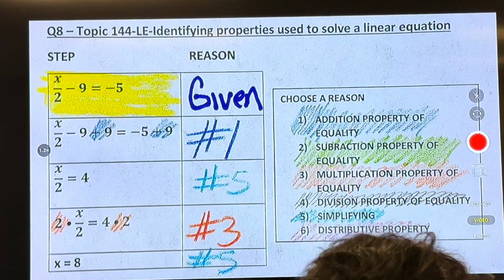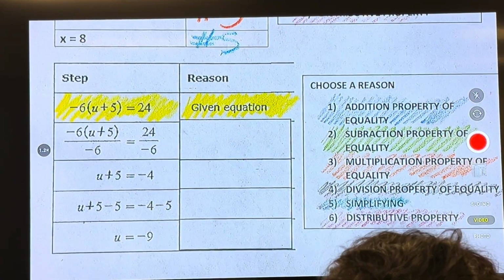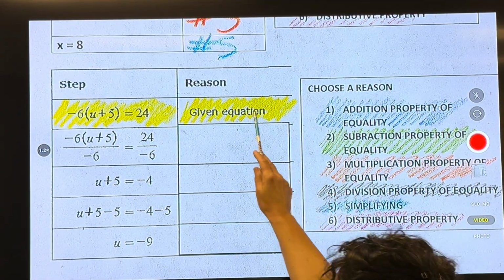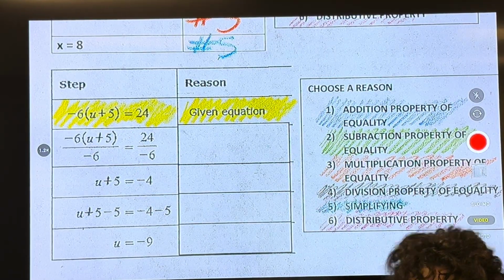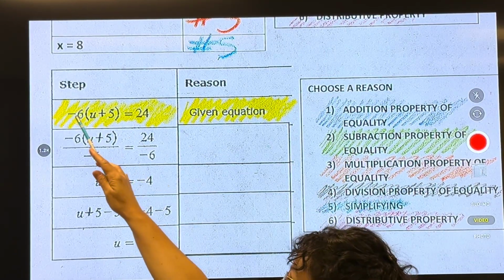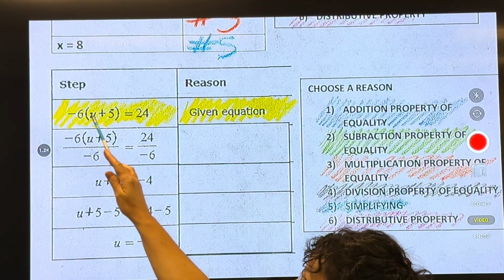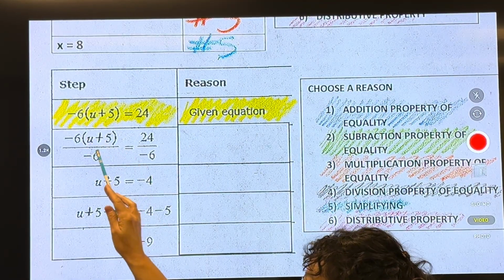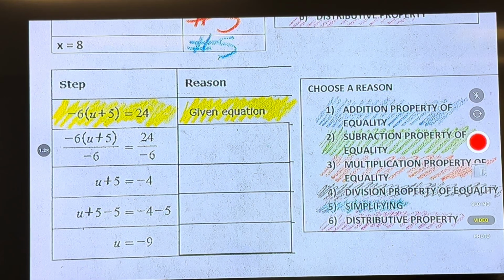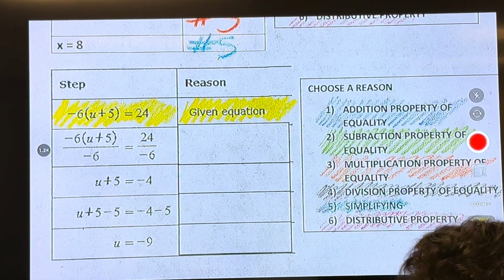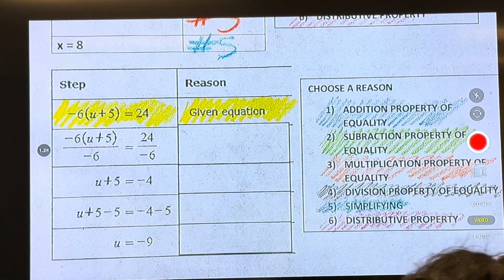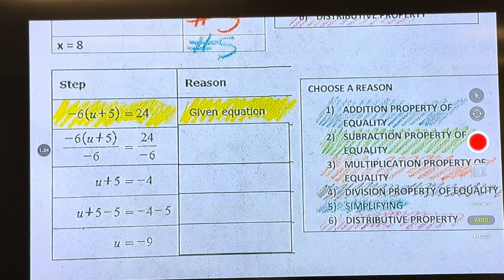Okay, let's do just one more quickly. Okay, we've already started off with our given equation. And they have decided, we kind of had two options to be honest. Sometimes you might see negative 6u minus 30, and if we saw that, that would be the distributive property. But they decided to divide both sides by negative 6.